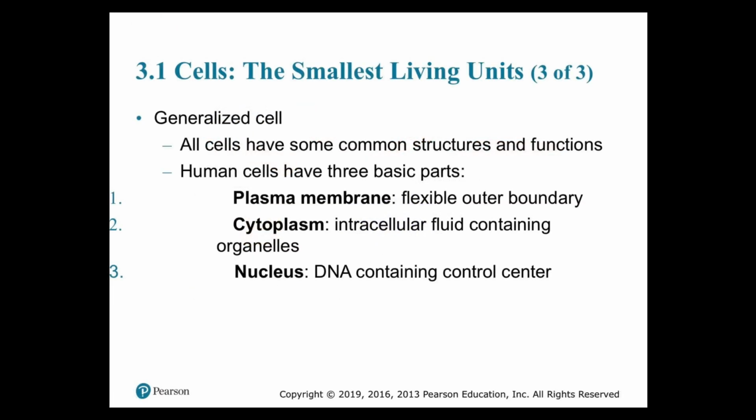Although cells come in different shapes and sizes, they all have some common structures and functions. So a generalized cell is made up of three basic parts. One, a plasma membrane. They all have this flexible outer boundary. Second component is a cytoplasm, which is intracellular fluid that contains the organelles. And thirdly, all cells have a nucleus, which contains the DNA, which is the control center of the cell.